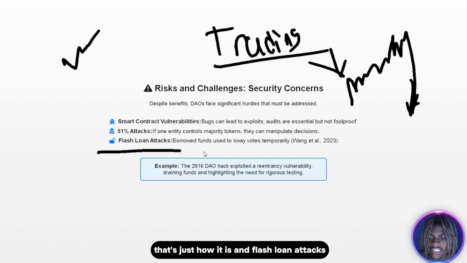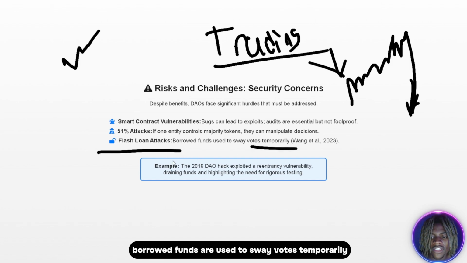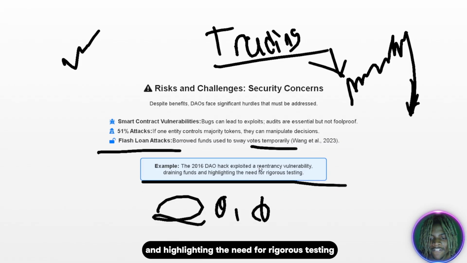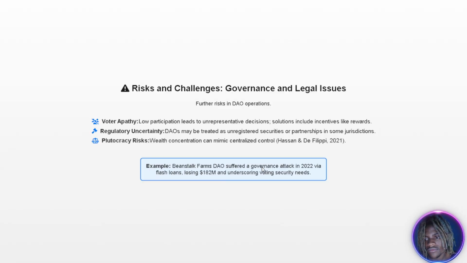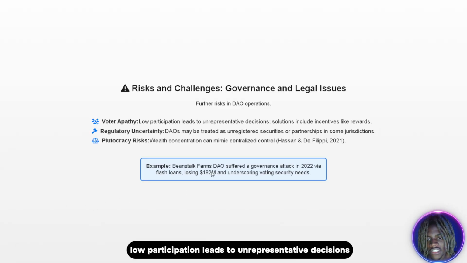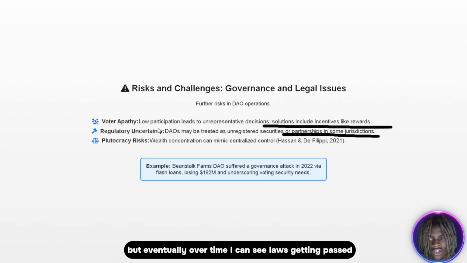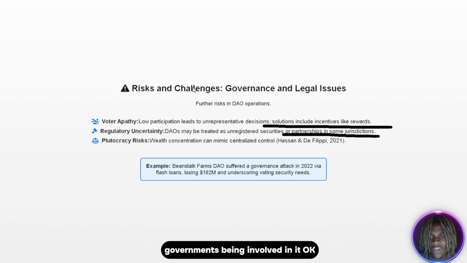And flash loan attacks: borrowed funds are used to sway votes temporarily. In 2016, the DAO hack exploited a re-entrancy vulnerability, draining the funds and highlighting the need for rigorous testing. Voter apathy: low participation leads to unrepresentative decisions. Solutions include incentives like rewards. Regulatory uncertainty: DAOs may be treated as unregistered securities or partnerships in some jurisdictions, but inshallah, over time, I can see laws getting passed and governments getting involved, and it's getting more popular.